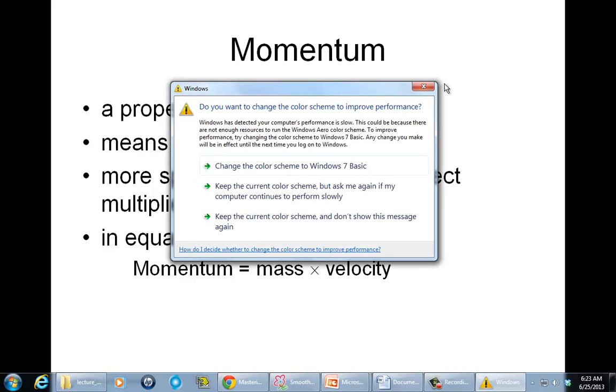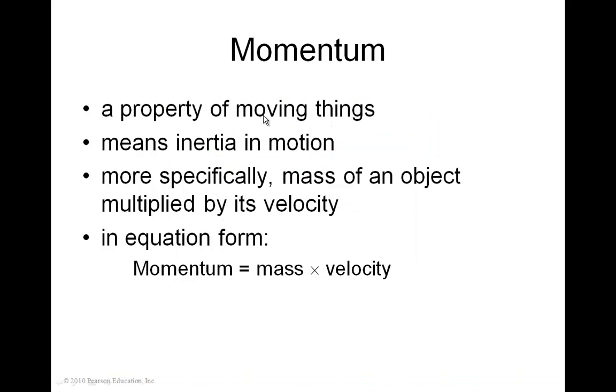So if we're talking about the property of moving things, it has to be moving, so it has to have some sort of velocity, and it has inertia, so it has to do with mass and velocity. Now, more specifically, we're going to say that momentum is the mass of an object multiplied by its velocity. So here is the equation for momentum. This is what you need to know, that momentum equals mass times velocity. So whenever you're calculating momentum, you just take the mass and multiply it by the velocity.